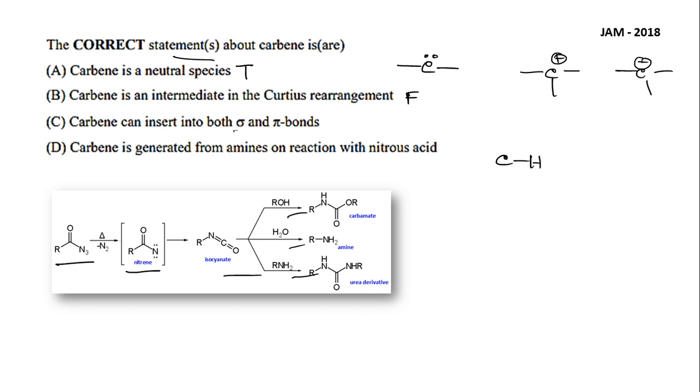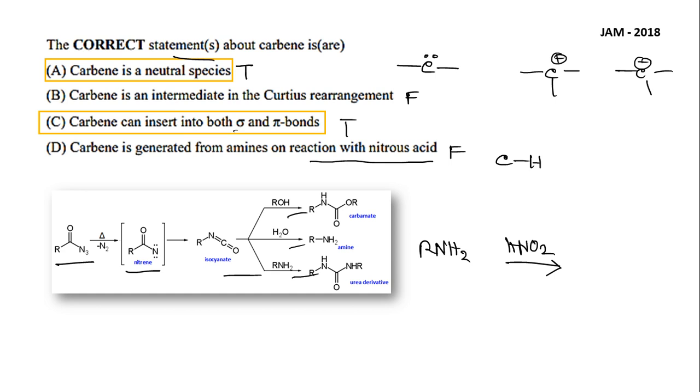And the last statement: carbene is generated from amines on reaction with nitrous acid. If you have an amine in the presence of nitrous acid, HNO2, carbene is not generated. Here a diazonium cation, RN2 plus, is generated, not carbene. So this is not correct. True, false. So these two will be correct, A and C.